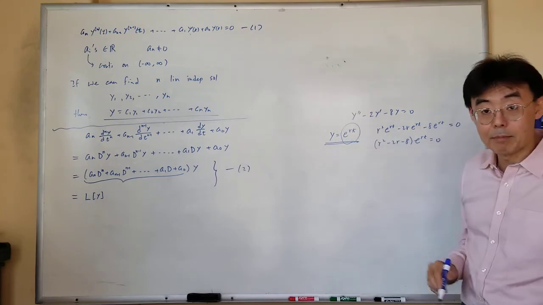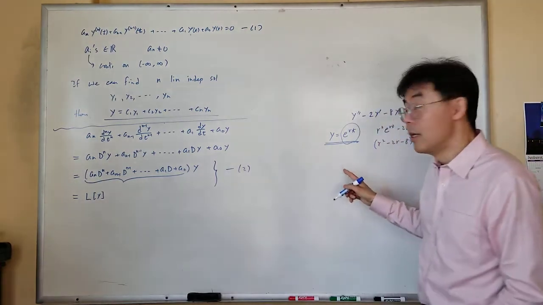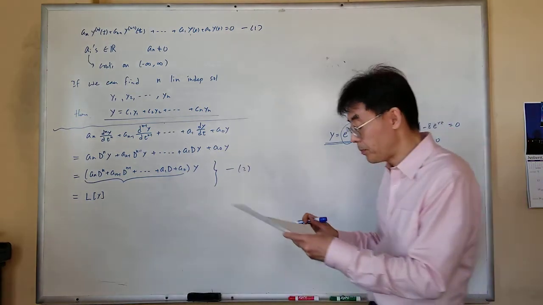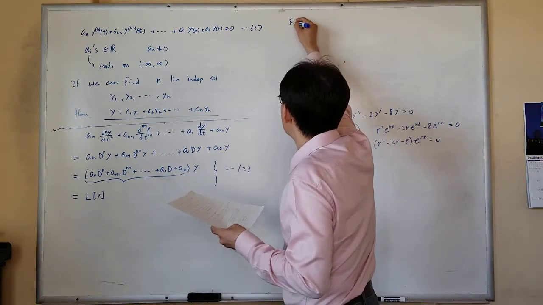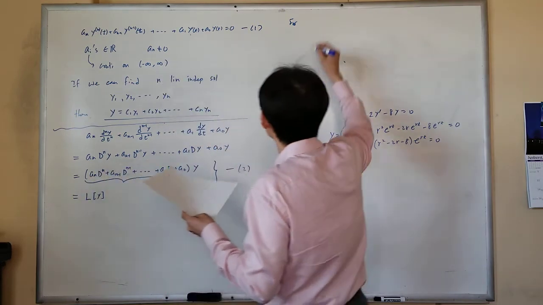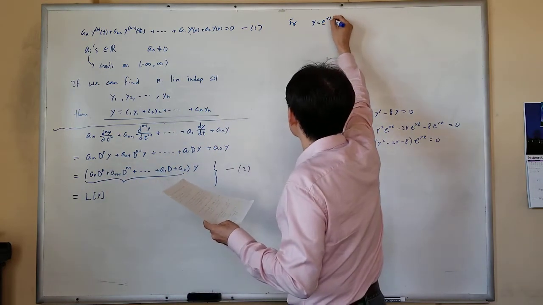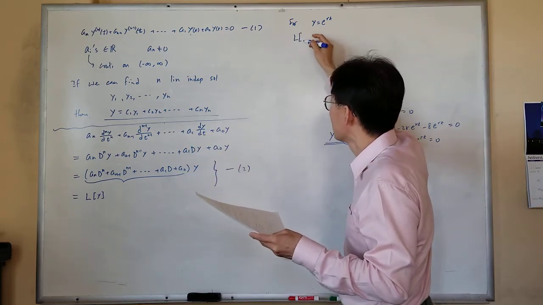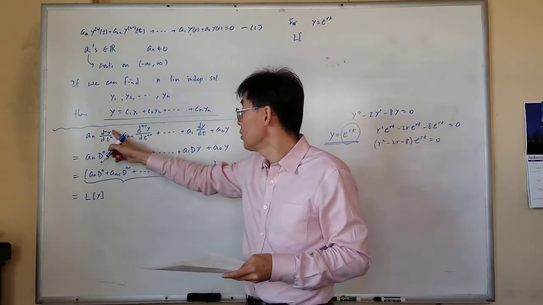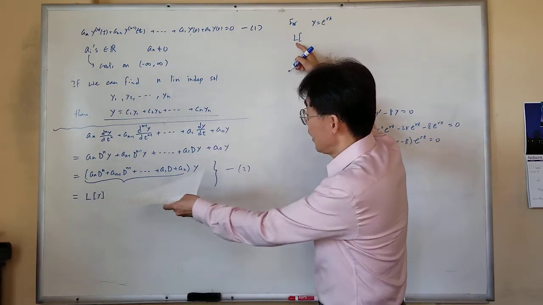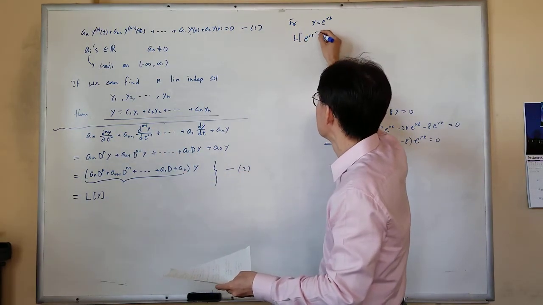We want to do the same thing. We want to look for a solution of this form. For y equals e to the rt, we plug e to the rt into y. That means we're taking L of e to the rt.